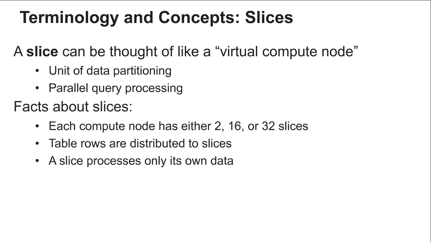The next is, depending on the size of the compute node, the compute nodes either come in 2, 16, or 32 slices. It's not configurable. It's hard-coded for the type of compute node that you pick.